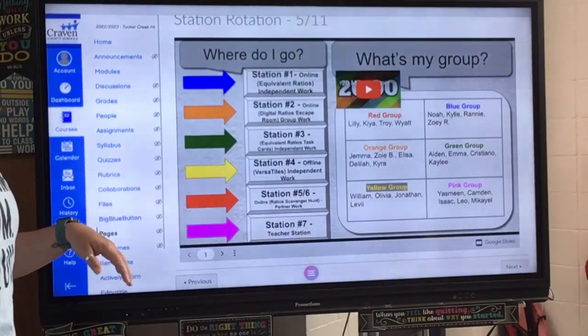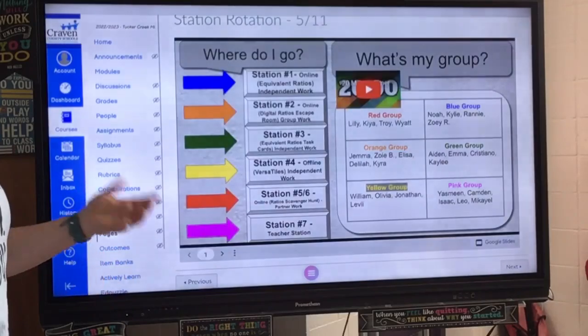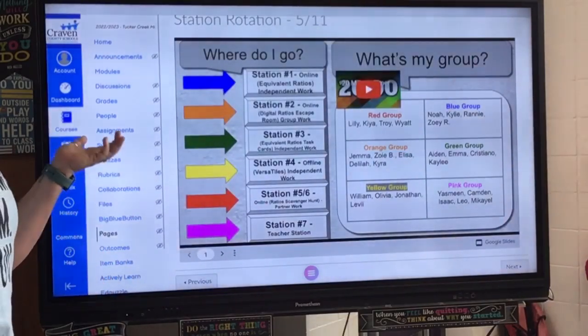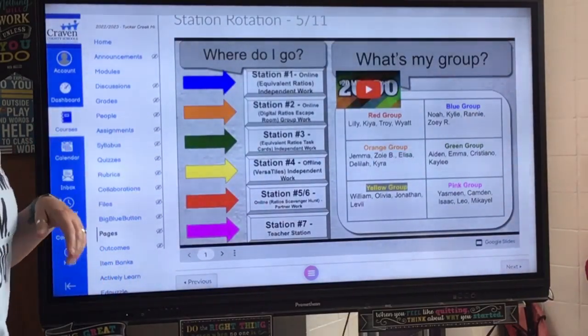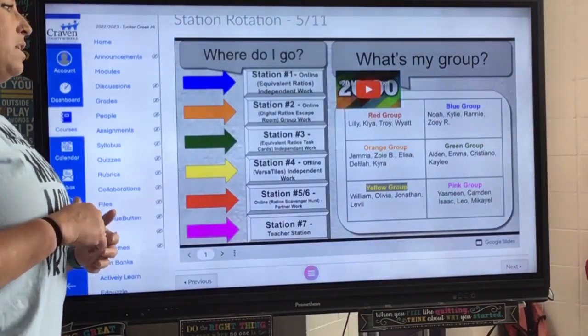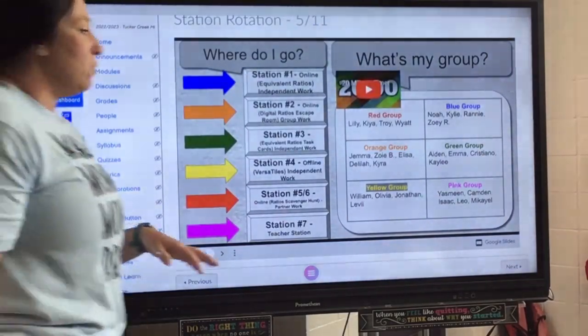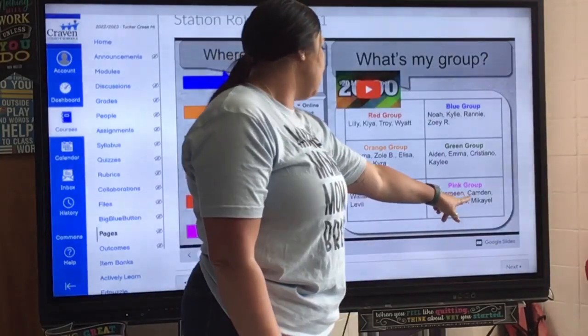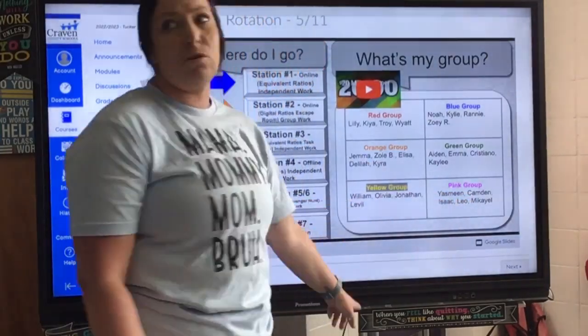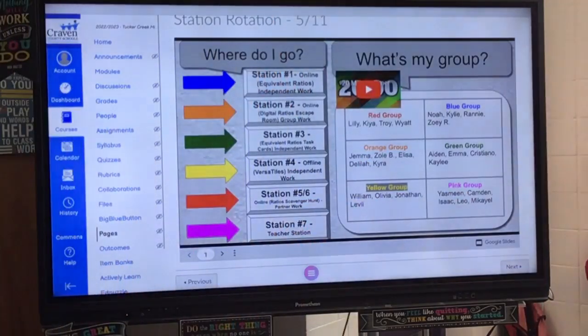My yellow group is William, Olivia, Jonathan, Levi, which is just William and Jonathan today. And then the pink group is Yasmin, Camden, Isaac, Leo, and Mikhail. So if Mikhail, if you want to join the yellow group today, that's fine. Just because we have some people that are missing to kind of put a few more in.